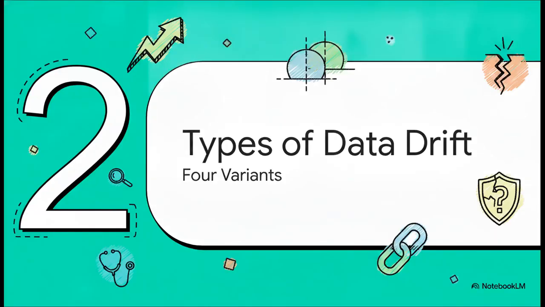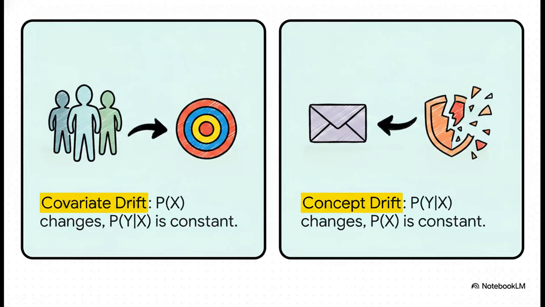Moving right along to Part 2, 4 types of data drift. Let's break down the specific variants of this illness so we know exactly what symptoms to look for. First up, we have the 2 most common variants. On one side, there's covariate drift, also known as feature drift. This is where the distribution of your input features changes, but their relationship to the target stays exactly the same. Think of it like a sudden wave of mobile users changing your overall click rates.